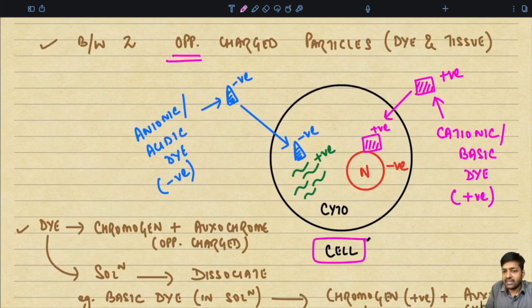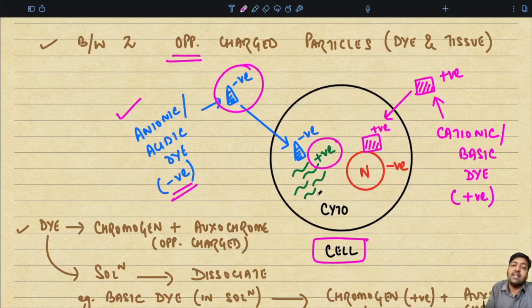So this is a particular cell. If there is an acidic or anionic dye which is negatively charged, it is going to bind with the tissue components which are positively charged. What are these tissue components? The cytoplasmic proteins as well as the collagen.